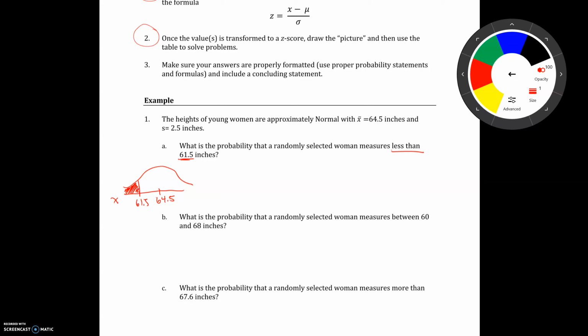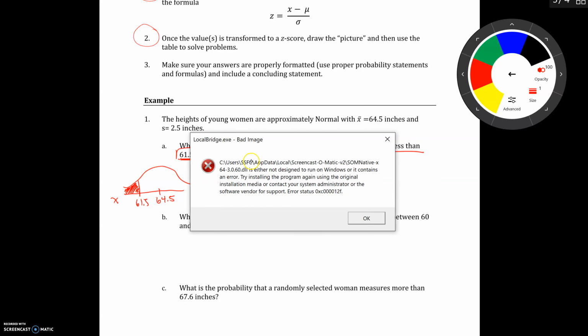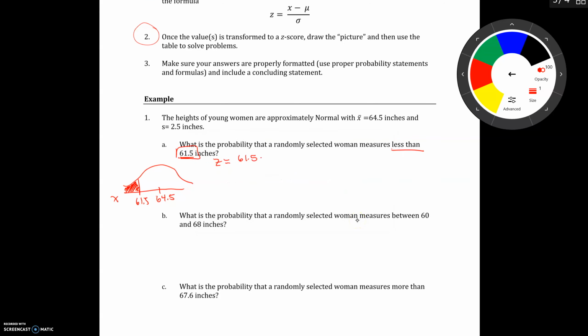Okay, so how do I do this? I take my X value and I convert it to a Z score. Z is equal to X minus mean over standard deviation. So an X value of 61.5 corresponds to a Z value of negative 1.20. So I'm figuring out the probability that I have a Z value of less than negative 1.20.